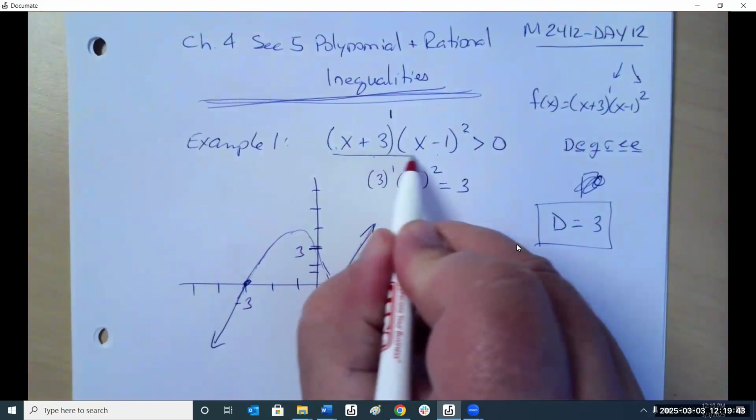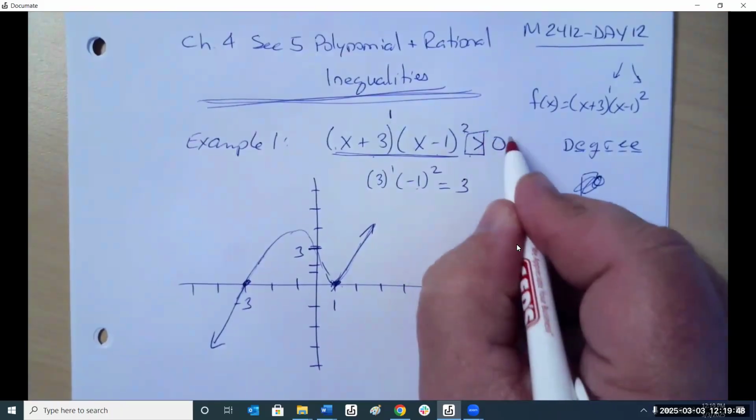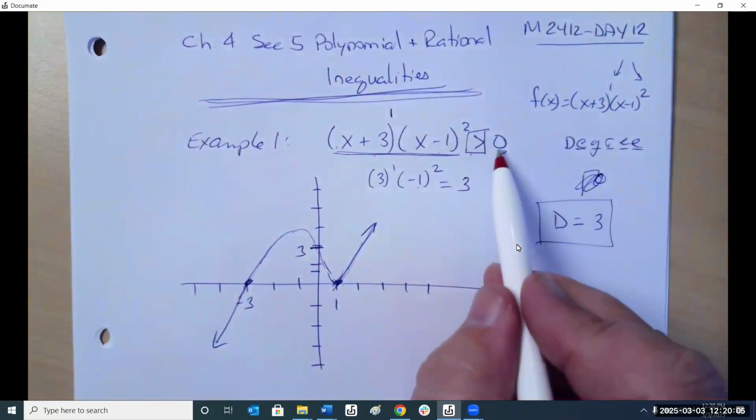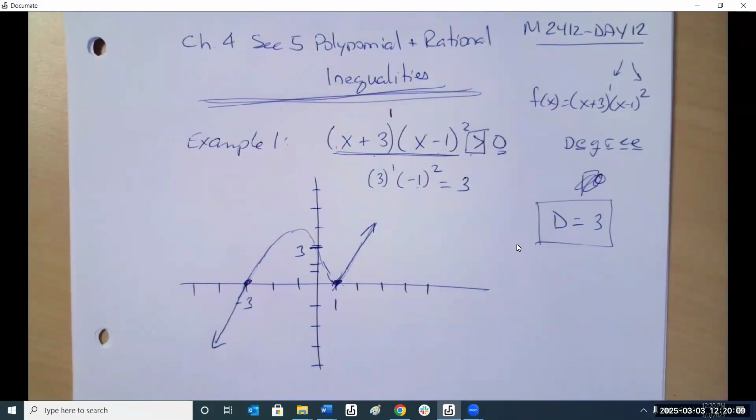This question is asking us, where is this function strictly greater than 0? What does that mean about our picture? What part of the picture are we looking at? It's just saying, if it's greater than 0, that means the answers are all what? Positive. That means they're all above the x-axis. So where is this graph above the x-axis?